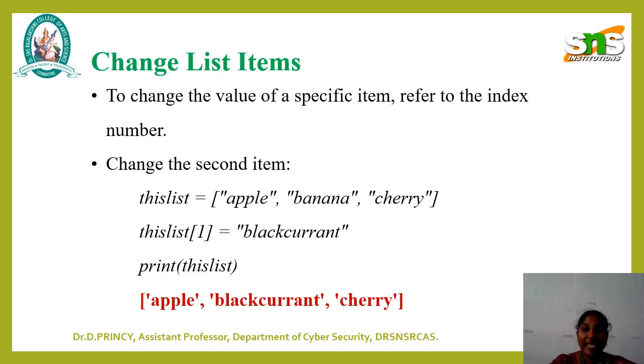Change list items. As I said earlier, list items are ordered and changeable. Changeable means after assigning the items to the list, if you want, you can change them in future. For example, this list has the values apple, banana, cherry at first. I'm changing the value banana to blackcurrant. So list1[1] refers to the second item. The second item is banana. I'm assigning blackcurrant to that index. Now the value banana is changed to blackcurrant. Changing a list item is simply assigning a new value to the specified index.